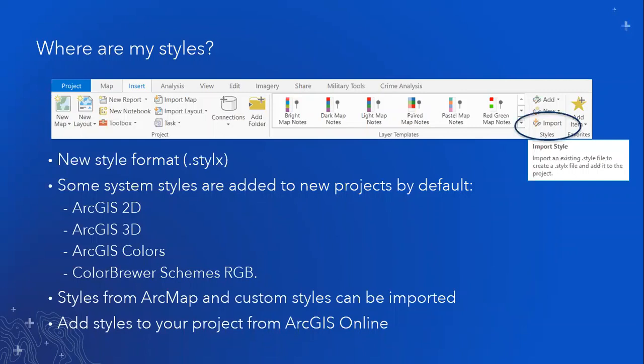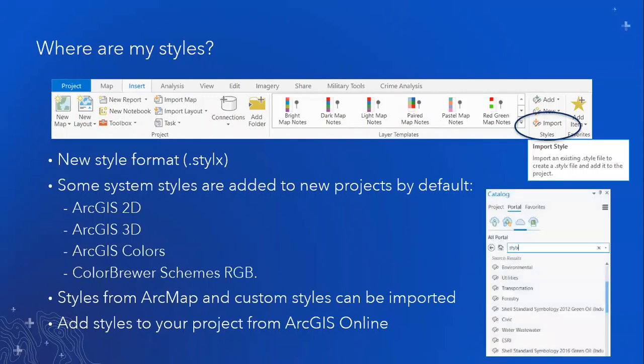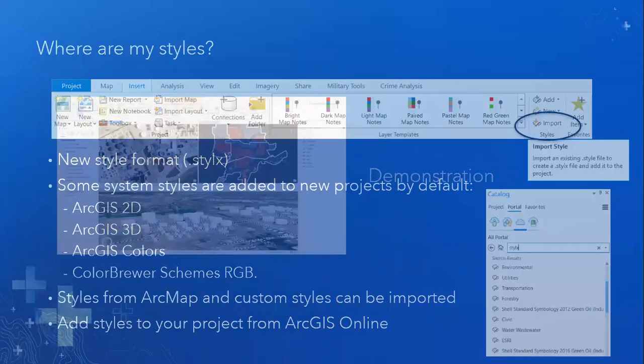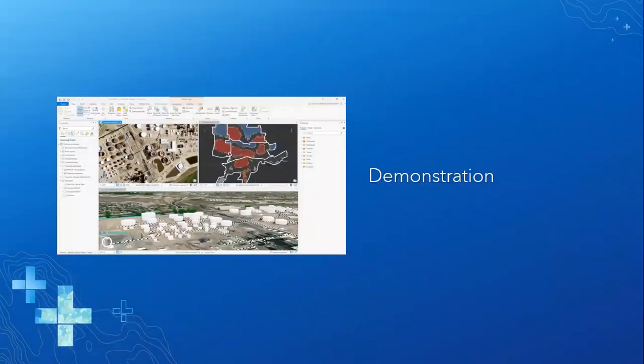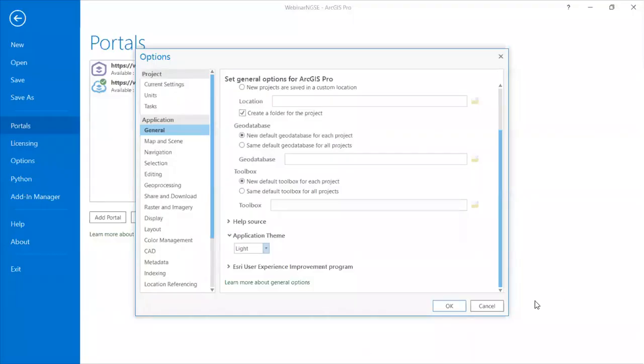So when you want to import this in, the first step is to hit the upper right, which is where we can import those files in. And then this is where we can go through our catalog and begin to add those style files. I'll quickly show you a demonstration of that as well.